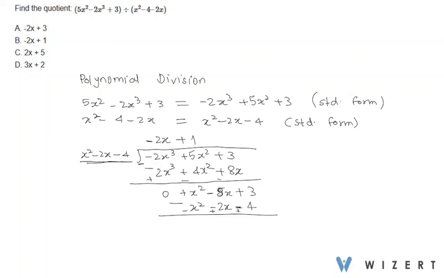So x square minus x square is 0. Minus 8x plus 2x is minus 6x, plus 3 plus 4 is plus 7. Now this cannot be divided any further as the degree of the divisor is greater than this polynomial's degree. So the quotient is minus 2x plus 1. So the answer is option B.